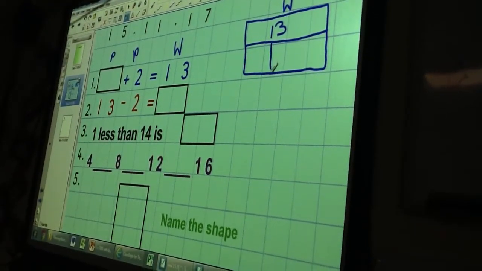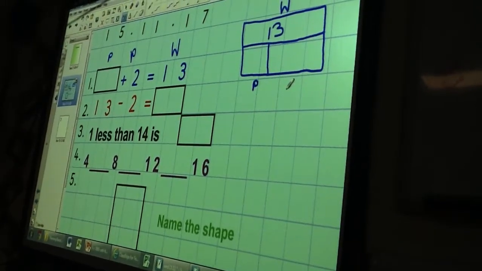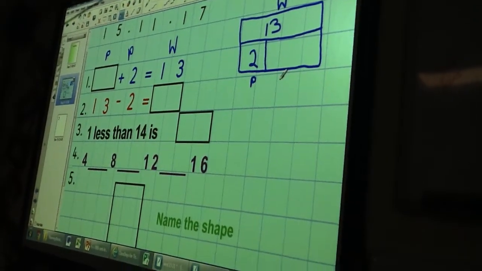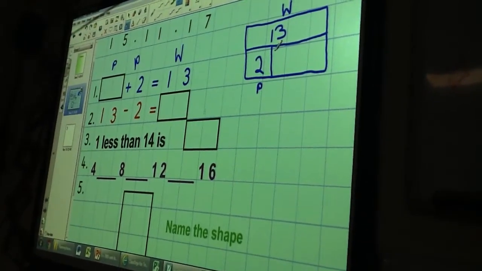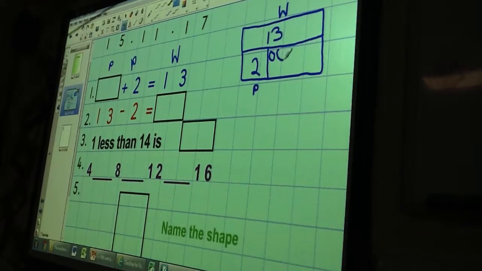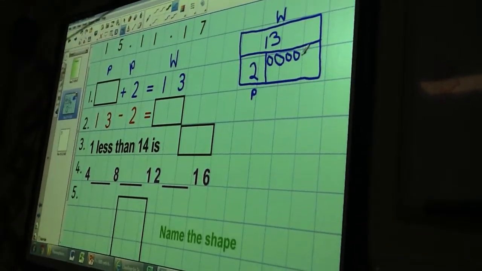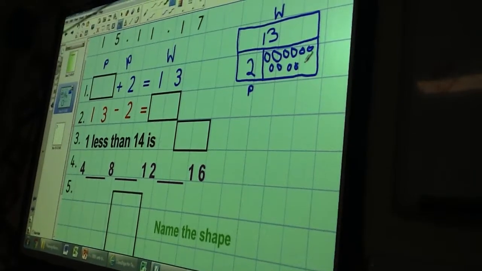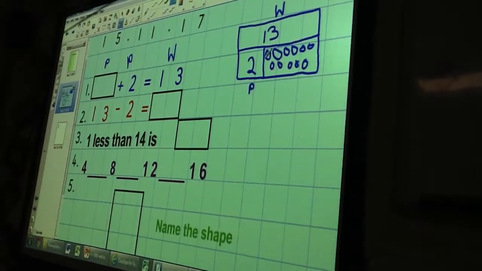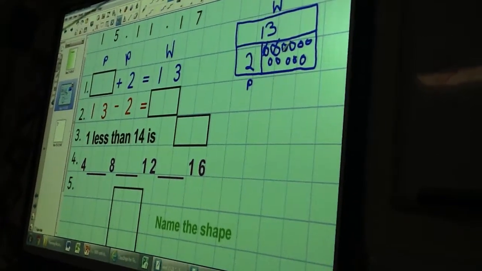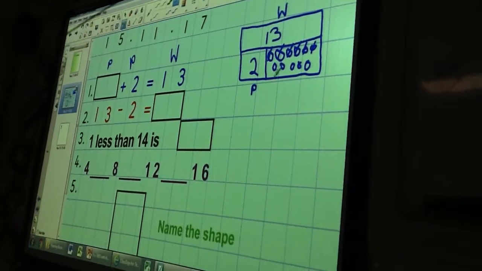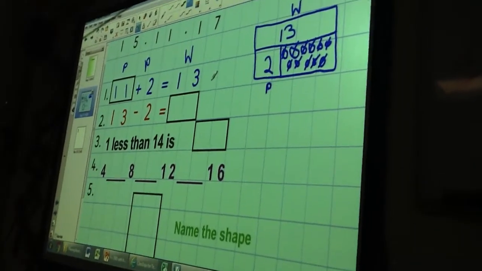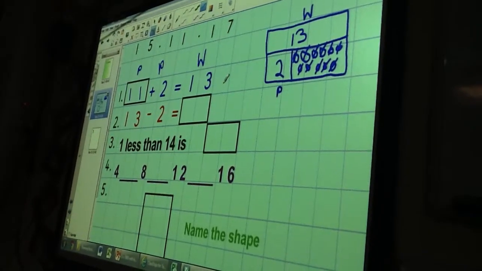And which number is the part? Yes, Frankie? 2. What do I do now to work out what that missing part is? Libby? I count on. So, come on everybody. 2, 3, 4, 5, 6, 7, 8, 9, 10, 11, 12, 13. Stop. And now let's clever count just to double check our answer. 1, 2, 3, 4, 5, 6, 7, 8, 9, 10, 11. So as Michael said, the missing number was 11. 11 add 2 made 13.